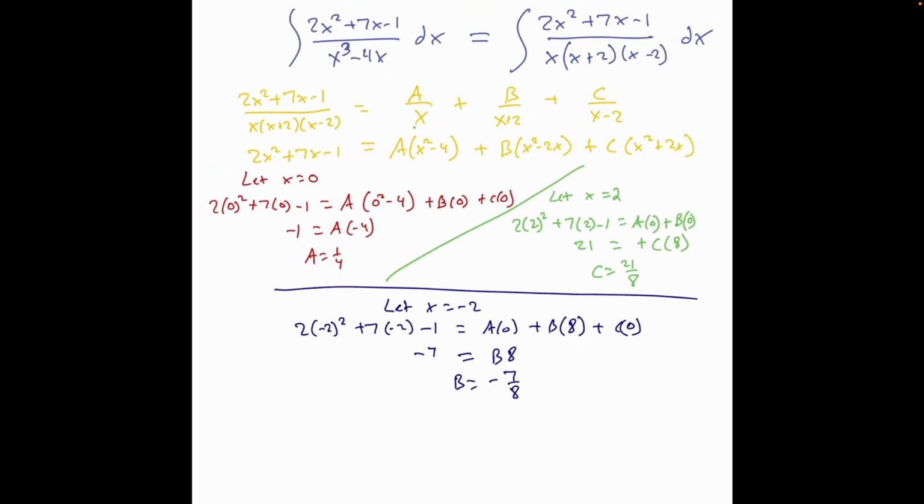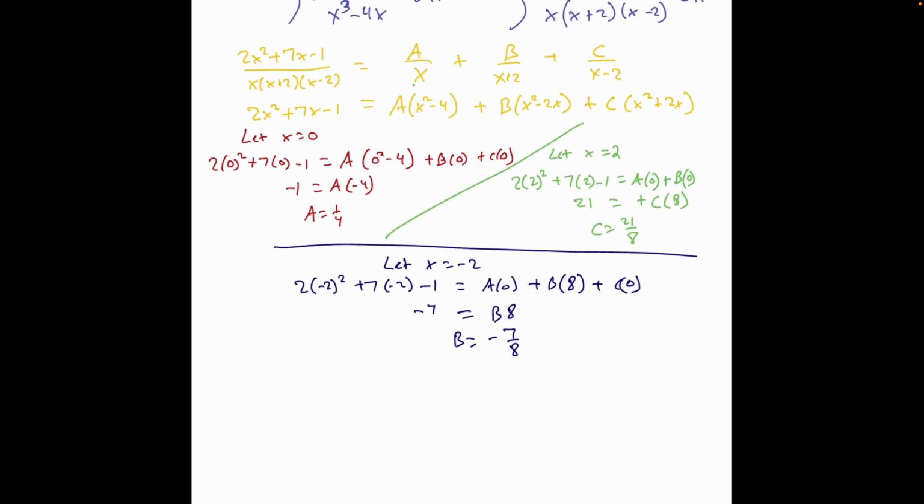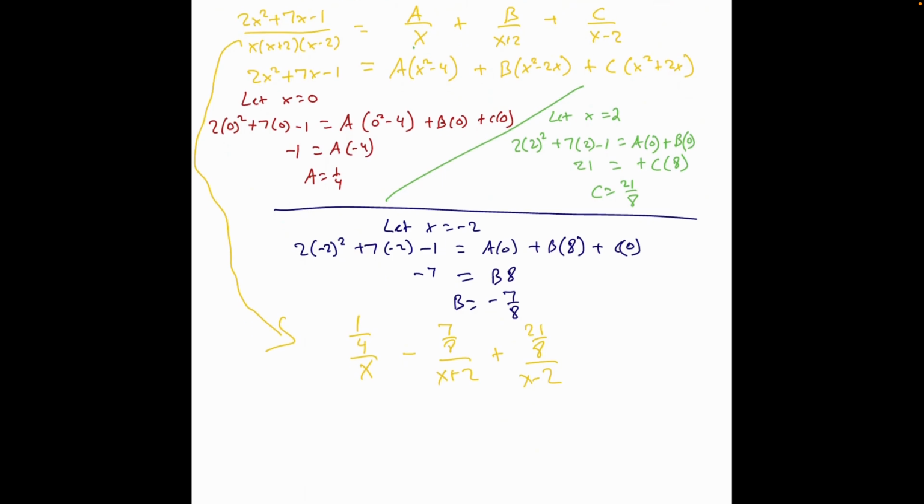Okay, a lot of work. What have we done? We have taken our original rational function, and we can now put A over x, so 1/4 over x, plus B over x plus 2, so that's negative 7/8 over x plus 2, plus C, 21/8 over x minus 2. All right, and we're taking the integral of all of that.